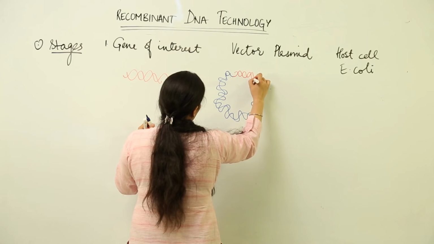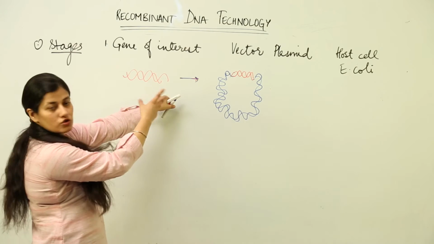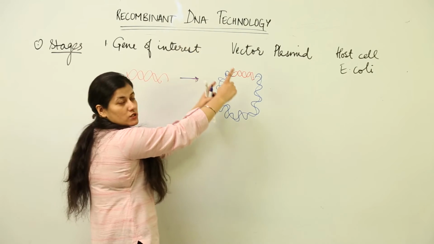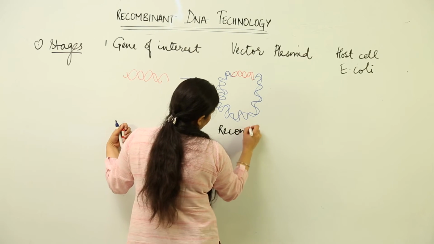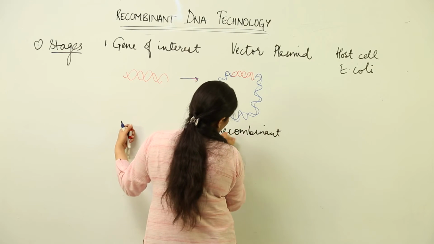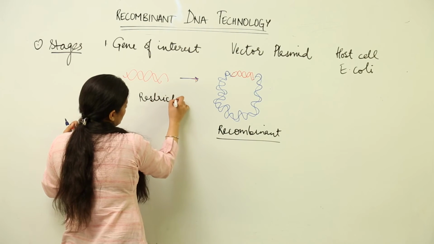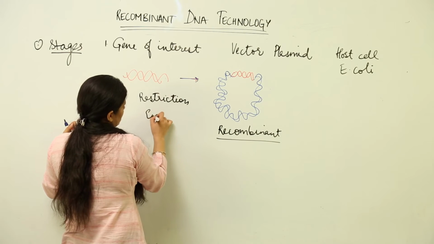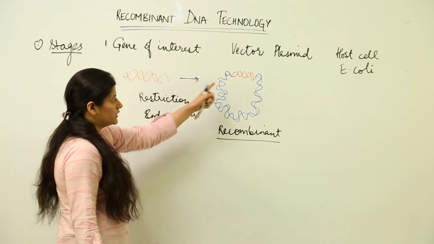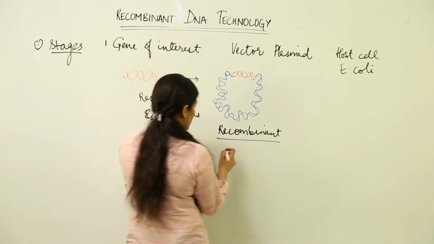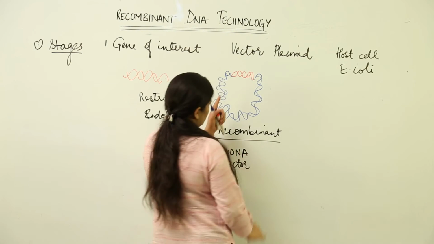Now a plasmid that has the alien gene inside it, as you see, the composition of the plasmid has changed. The alien gene has got incorporated over here, and it is known as the recombinant. How has this process been carried out? It is carried out using restriction endonucleases. This restriction endonuclease will cut it and form the recombinant DNA that we otherwise call the rDNA vector. This is the vector because it is a plasmid.